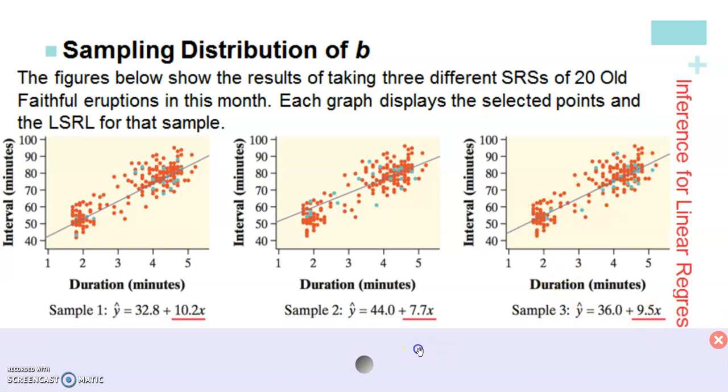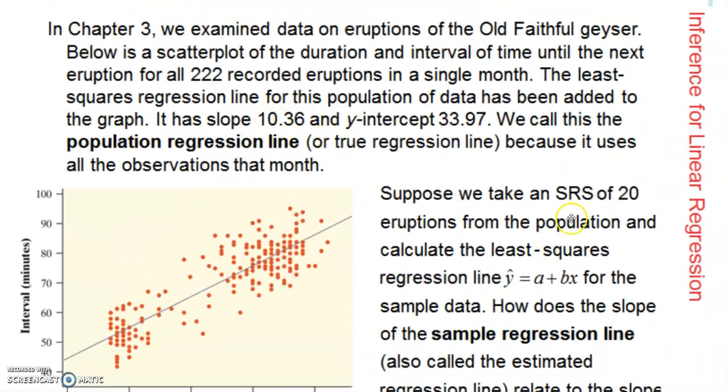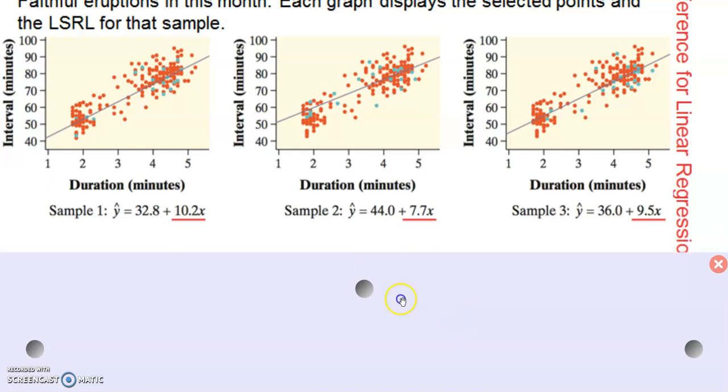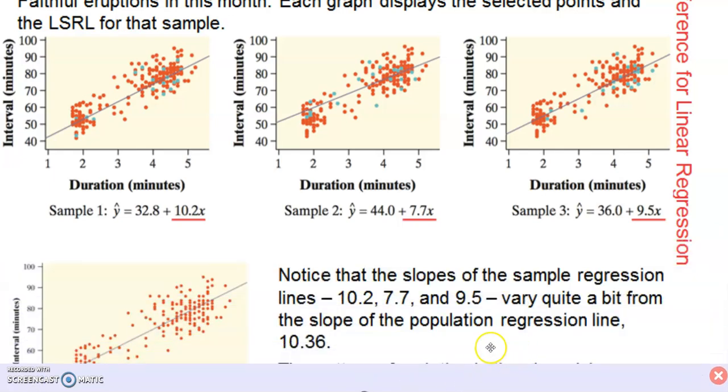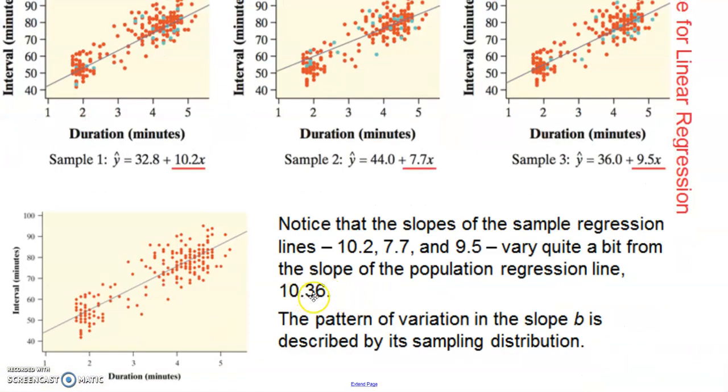Now let's look at those equations, and really let's focus on the slope. Take a look at these slopes. I got 10.2, I got 7.7, I got 9.5. If you think back, the population had a slope of 10.36. So one of these was pretty close, but this one was a little lower, this one was quite a bit lower. So as you can see, the slopes vary quite a bit compared to the true regression line slope of 10.36.